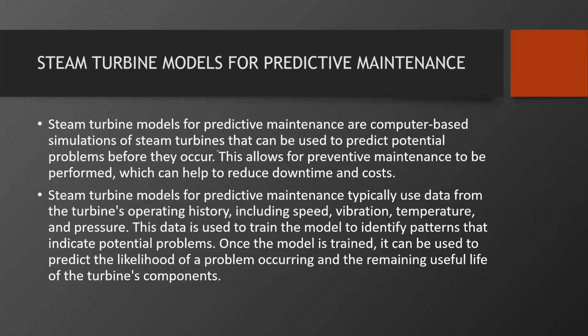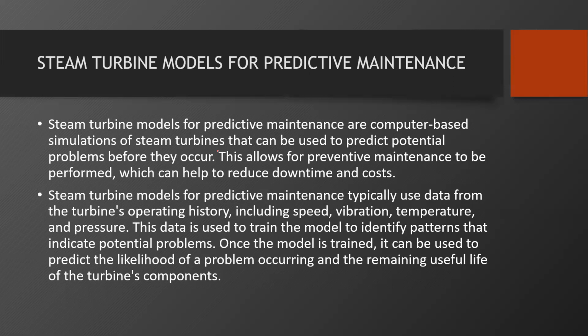Steam turbine models for predictive maintenance. Steam turbine models for predictive maintenance are computer-based simulations of steam turbines that can be used to predict potential problems before they occur. This allows for preventive maintenance to be performed, which can help to reduce the downtime and costs. As discussed earlier, predictive maintenance is maintenance done before the problem arises, which can be predicted and which can be solved. This reduces the costs.